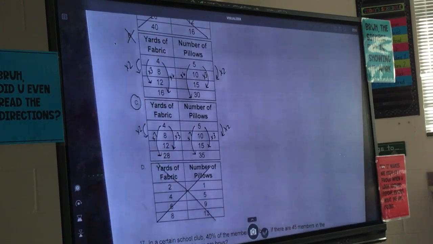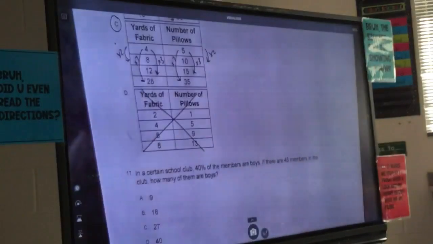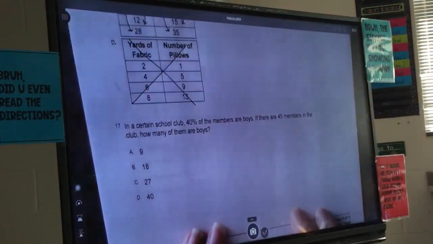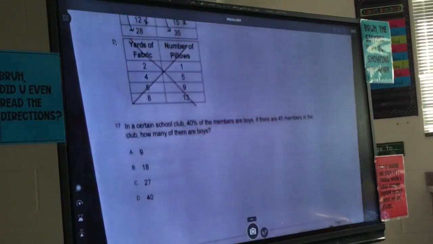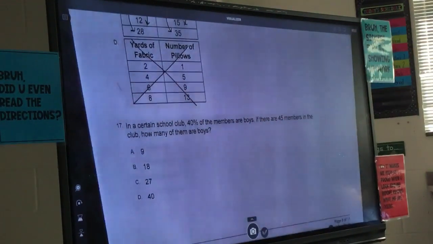All right, let's do some percent problems, because as much as y'all love ratios, percents are what we struggle with, apparently. Looking at number 17. Raise your hand if you've done 17. All right, so this should be fairly quick then.